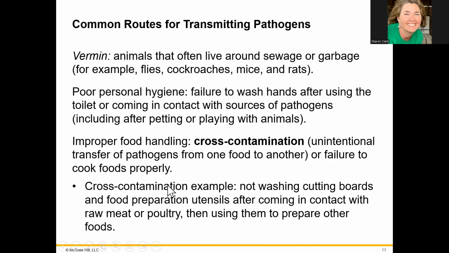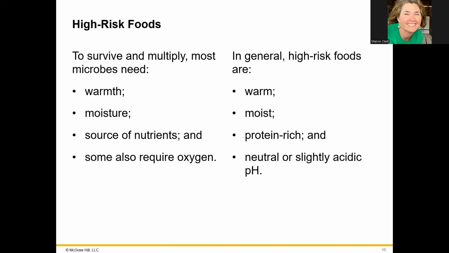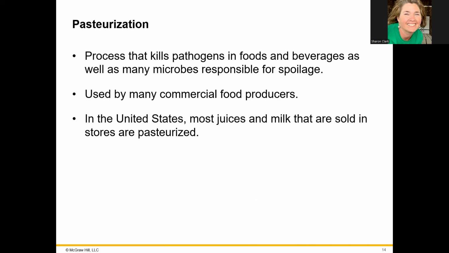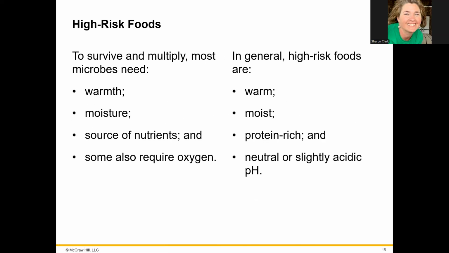And then also don't forget that the reservoir, excuse me, the route of contamination can be what we call cross contamination, unintentional transfer, using an unwashed knife or not washing cutting boards in between meat and veggies. Those kind of things can unwittingly spread pathogens. And just be familiar with pasteurization. Okay, it's been around for a very long time, and it is still used today. A way of reducing pathogens, not eliminating pathogens, but greatly reducing pathogens and extending shelf life.